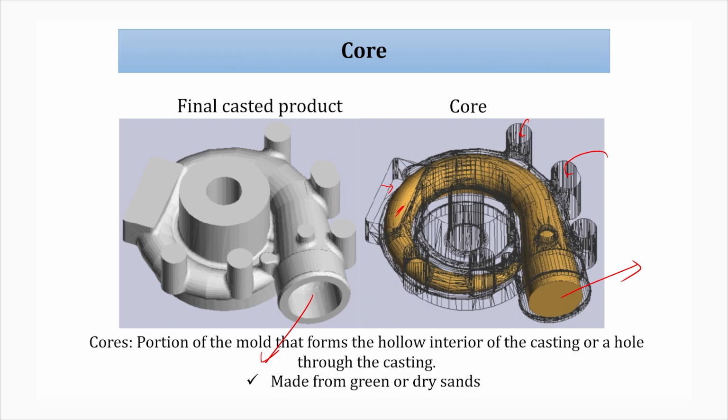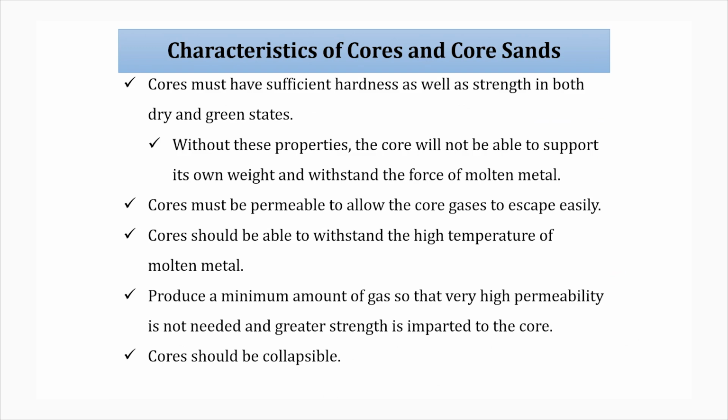After solidification, you just have to break this core and you will get this hollow product, even with a very complex shape, which is very difficult for other manufacturing processes like forging and welding. But now additive manufacturing can do it. That is the beauty of additive manufacturing. This core is made of either the green sand or dry sand method. Characteristics of core and core sands.